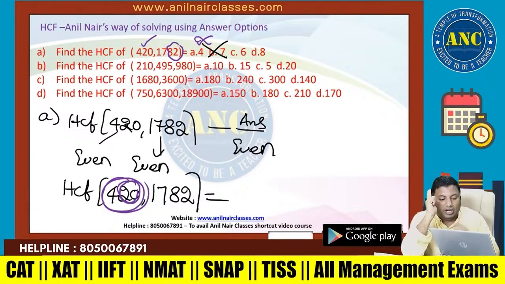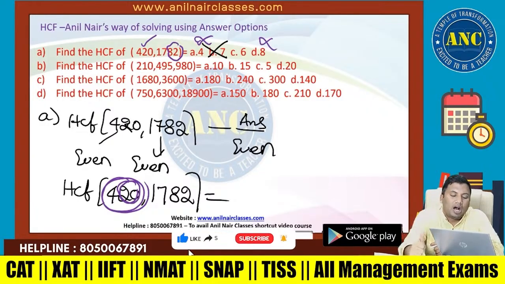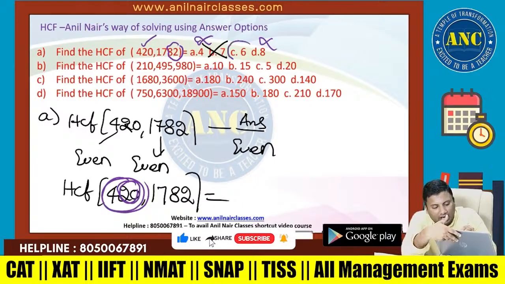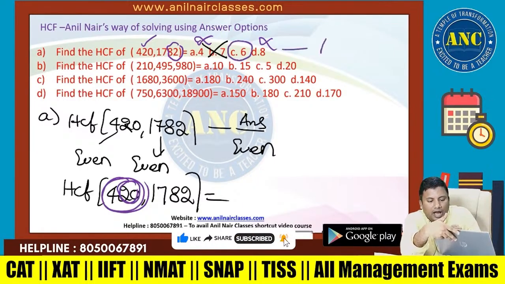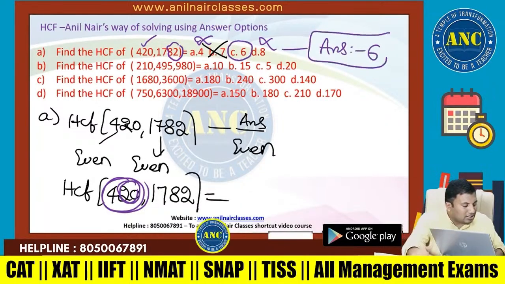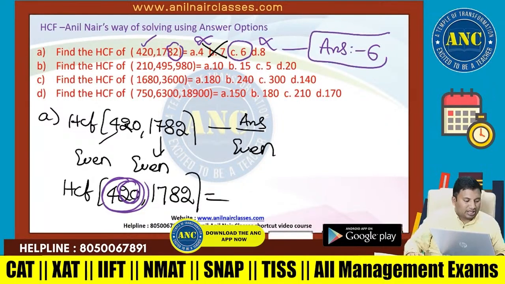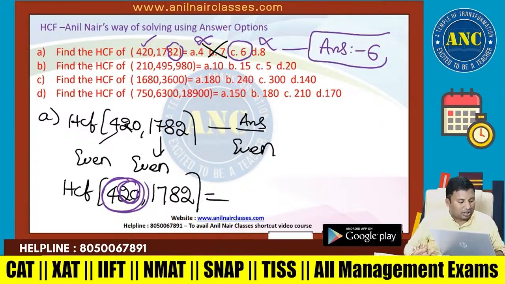If the first option is incorrect, the last option also will be incorrect. If a number is not divisible by 4, how can it be divisible by 8? Option C. The answer for this question is 6.